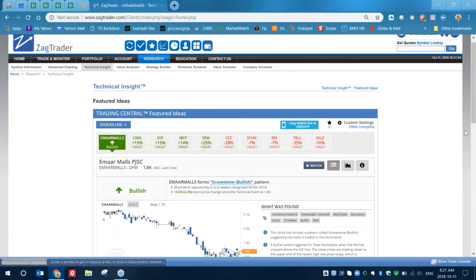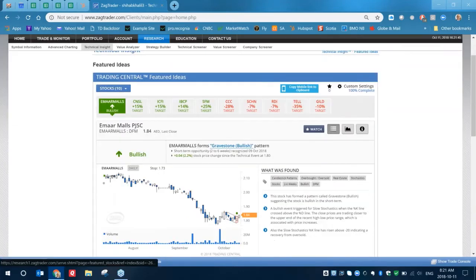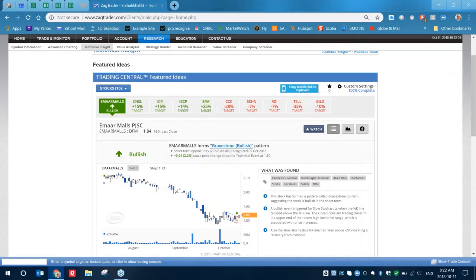So here, my very first one is a bullish event on MR Malls, a stock trading on the Dubai financial markets. And this is bullish because it's had a bullish short-term pattern called a gravestone, a bullish gravestone. And notice if I don't know what a gravestone pattern is, I can hover my mouse over here and I can get some more educational content on gravestones. And we can actually see the pattern highlighted down here. So that particular candlestick there with the red box around it, that is the gravestone that suggests the price is actually going to rise from the current level of 1.84.